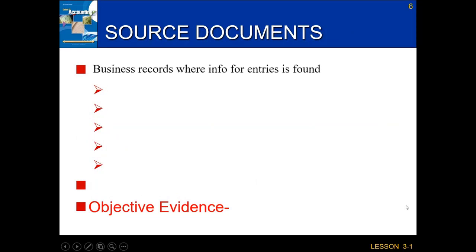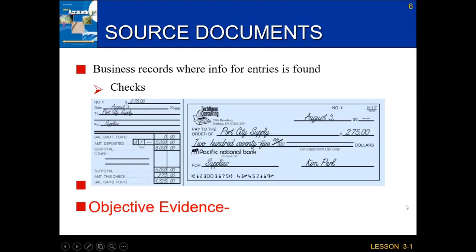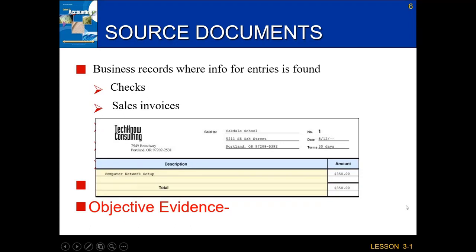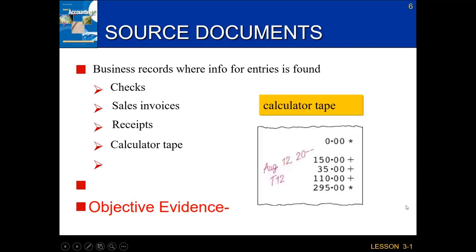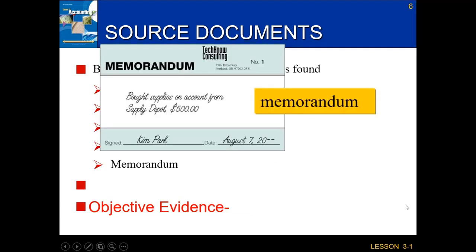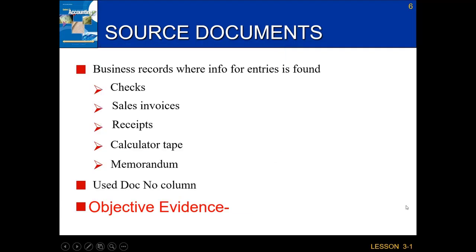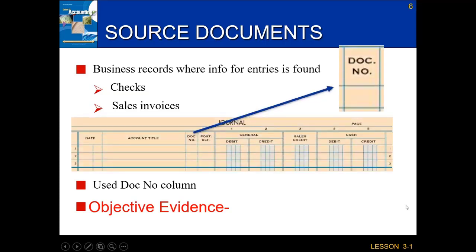So source documents are business records where the information for our entry is actually found. And there are 5 different source documents we'll use in accounting. The first is a check. The second is a sales invoice. The third is a receipt. The fourth is calculator tape. And the fifth is a memorandum. And so these source documents use the document number column on a journal, which is this little tiny one next to the account title, and we're going to break each one of those down.